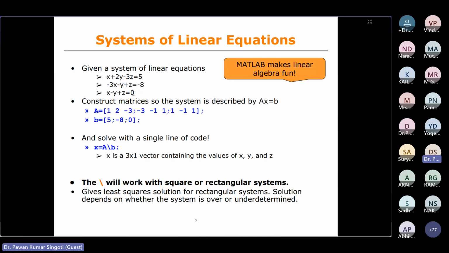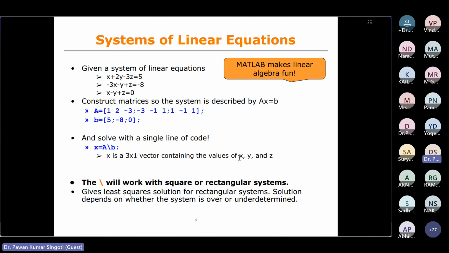So simply, if you want to know the values of x, y, z, we put x equal to A backslash B. Keep in mind, this is a backslash, not a forward slash. From the equation Ax equal to B, x equals B upon A, and here it is A backslash B, which works out to B upon A only. It can be done by B slash A also, but here we are using A backslash B.